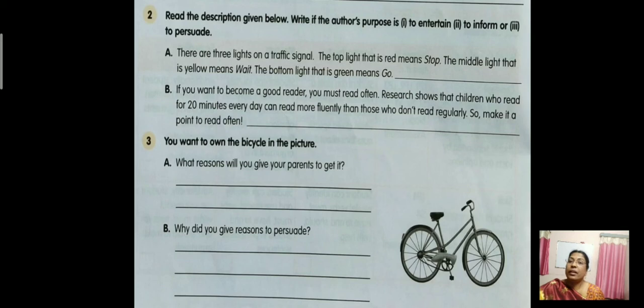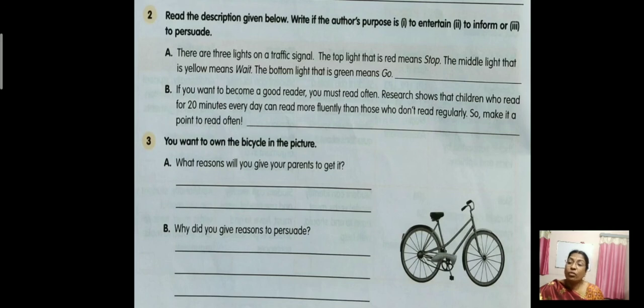Yes, you can give them certain reasons. Think of it, children. Yes, very good. You can say that I can go to school. So you can go to school on this cycle, isn't it? Yes. Next one, and also you can help your mother in bringing groceries from a nearby market. Clear? So these are the reasons which you are giving to your parents and informing them to purchase the cycle for you.